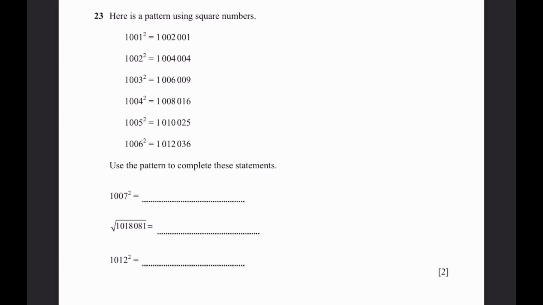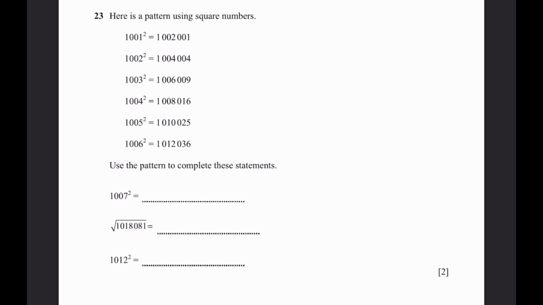Here's a pattern using square numbers. 1001 squared is 1,002,001. 1002 squared is 1,004,004, and so on. Use this pattern to complete these statements. 1007 squared equals what? Square root of 1,018,081 is what? And 1012 squared is what?